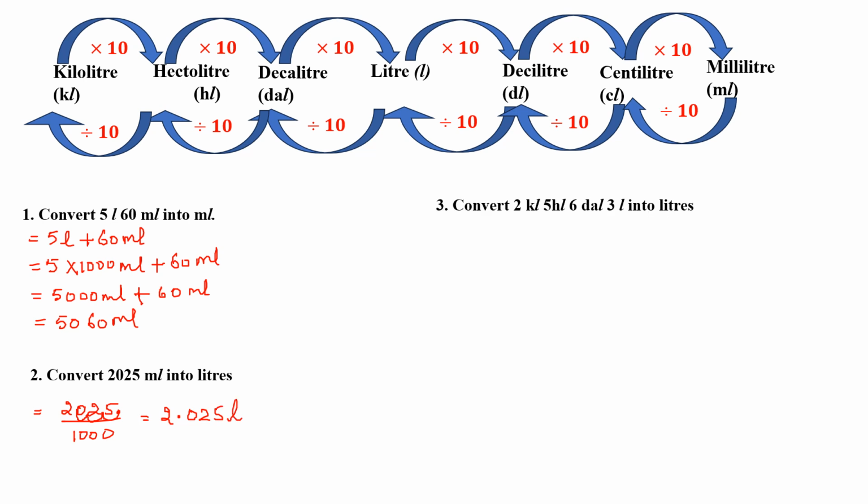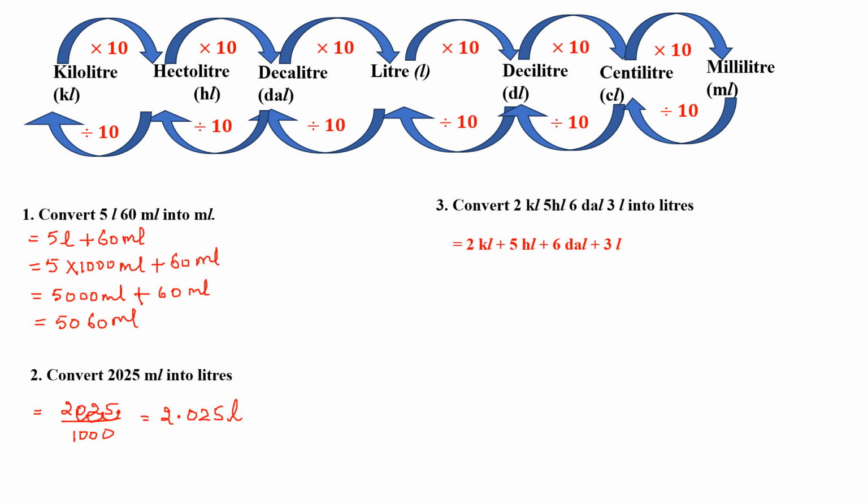Now the third question, you have to convert 2 kiloliter, 5 hectoliter, 6 decaliter, 3 liters into liters. So to convert 2 kiloliter to liter, kiloliter is here, liter is here. So you have to move 3 times to the right. And to convert hectoliter to liter, you have to move 2 times to the right. And to convert decaliter to liter, you have to move 1 time to the right.